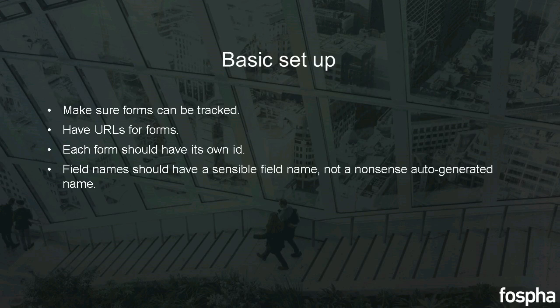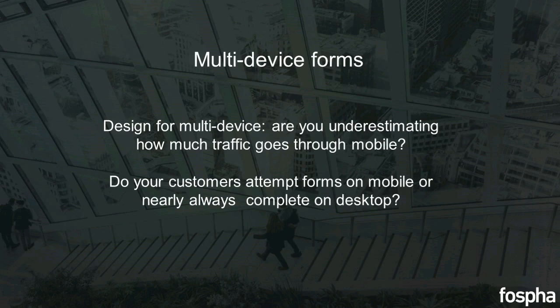First thing, in terms of basic setup, is you actually need to track your forms. So make sure they all have very clear URLs. You've got an ID on each form. And then the field names should be sensible. So often we see randomly generated field names and it's impossible to understand what's going on. So first of all, set your forms up correctly for analysis.